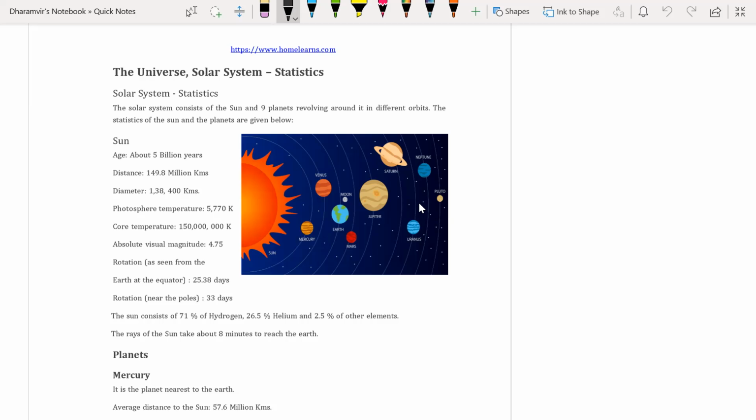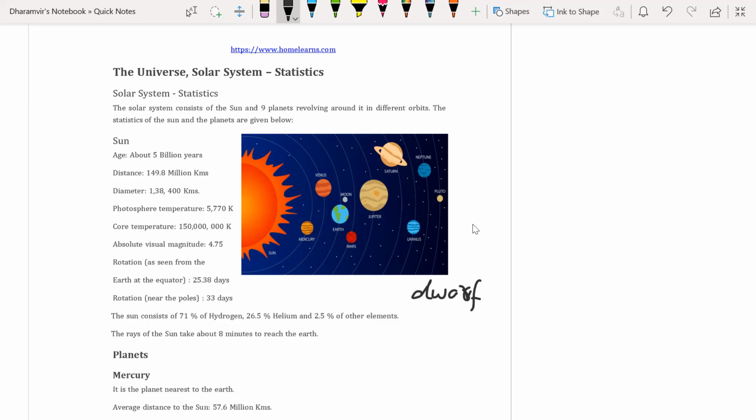So there are categories of planets. One category is the dwarf category. What are the dwarf planets? Pluto is in the category of dwarf planet.